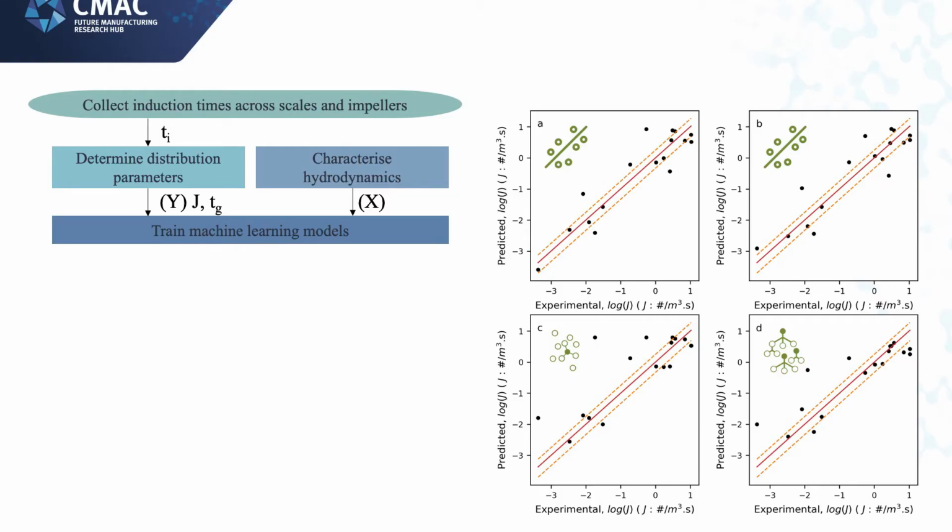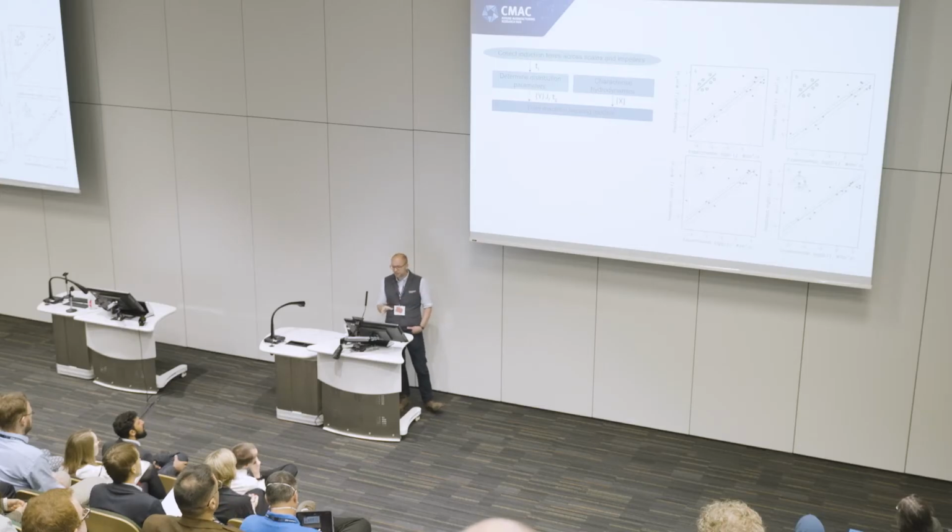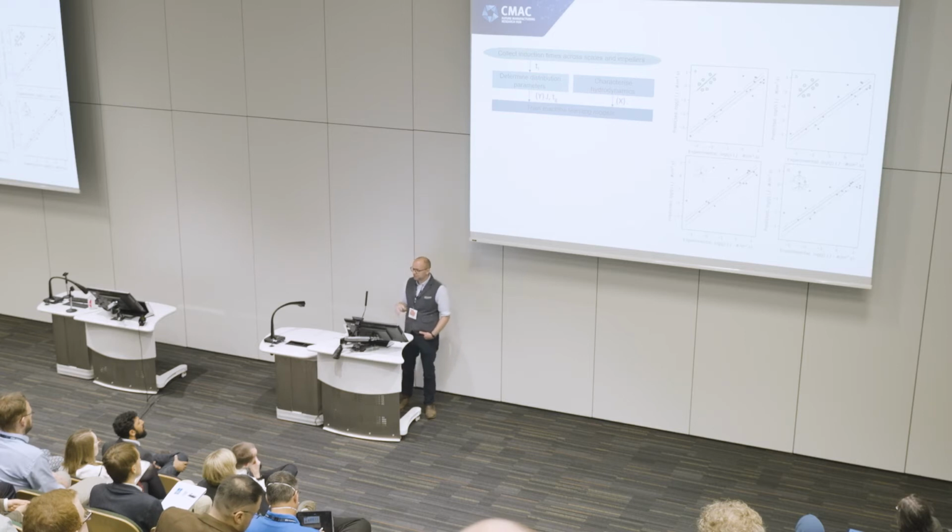With these two, our targets being J and TG, and our features being our hydrodynamic characteristics, we can train a whole bunch of machine learning models. There was something like 30 different models trained here, covering a range of different algorithms, a range of different feature sets. I'm not going to go into detail of all of them, but essentially the univariate models, where we try to correlate nucleation with, say, tip speed or Reynolds number, were pretty rubbish. So what we ended up using was really nonlinear models that coupled multiple parameters together. And actually, we got pretty good performance at the end in terms of the training set.